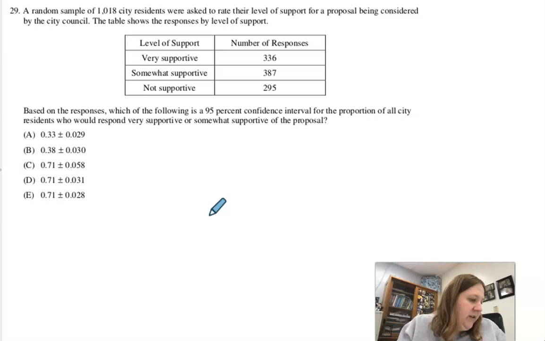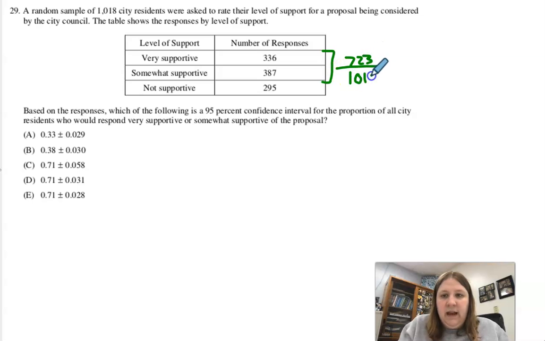Okay, looking at 29 then. They want us to come up with a 95% confidence interval for those who are somewhat supportive or very supportive. So we're looking at this chunk here. This is a total of 723 out of the 1,018 people that they asked. So this would be our p hat. Okay, so to make a confidence interval out of that.